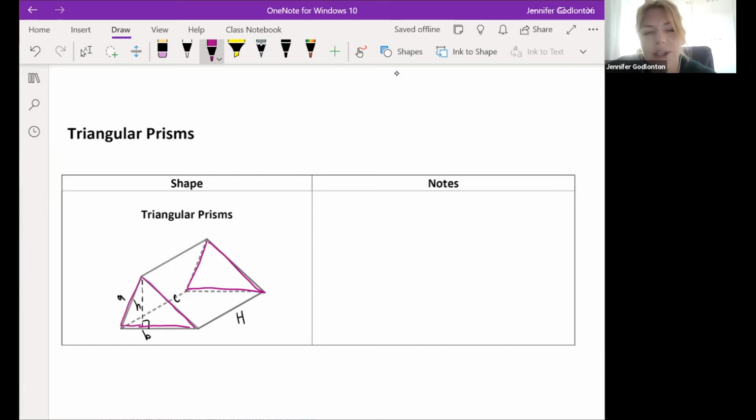So if I was working out the area of those two triangles, I'm just going to do this in stages, and then you're going to see where this formula comes from. The area of those two triangles would be half base times height, and there are two of them. So we would multiply that by 2. Those are my two triangles.